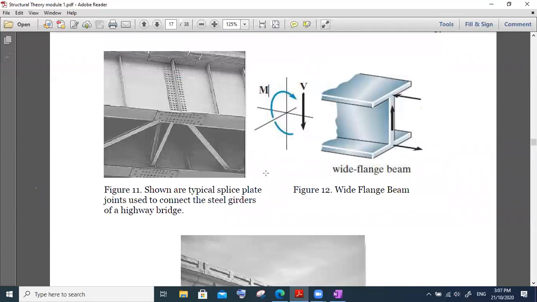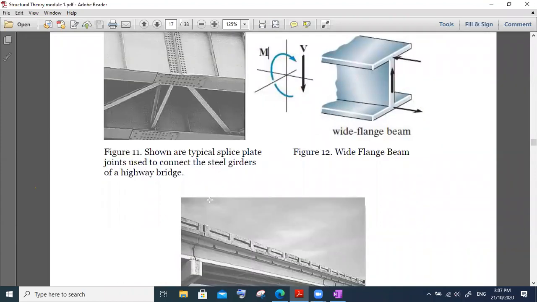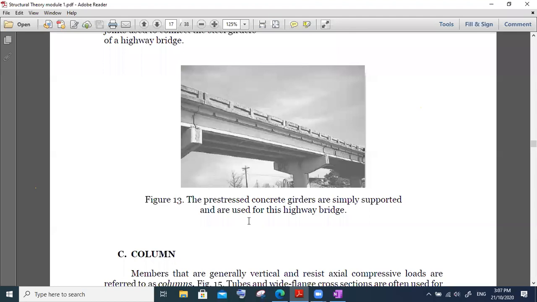Sometimes, kung masyadong malaki, no? Masyadong malaki yung gagawin, walang available sa market. So, nagpapabricate lang sila. So, dito naman papasok ngayon yung mga plate girders na tinatawag. And in this case, this is a prestressed concrete girder, simply supported naman to siya, that are used for the highway bridge.